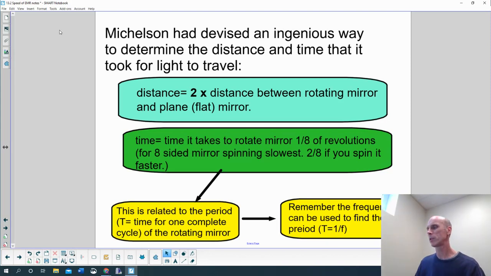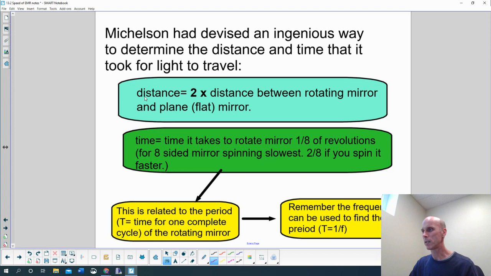All right. So here's the clever math that Michelson came up with for his apparatus. Ultimately, you want to calculate speed. It comes down to two things. You always need a distance and you need a time, and then you can take the distance divided by the time and find the velocity of anything, including light.